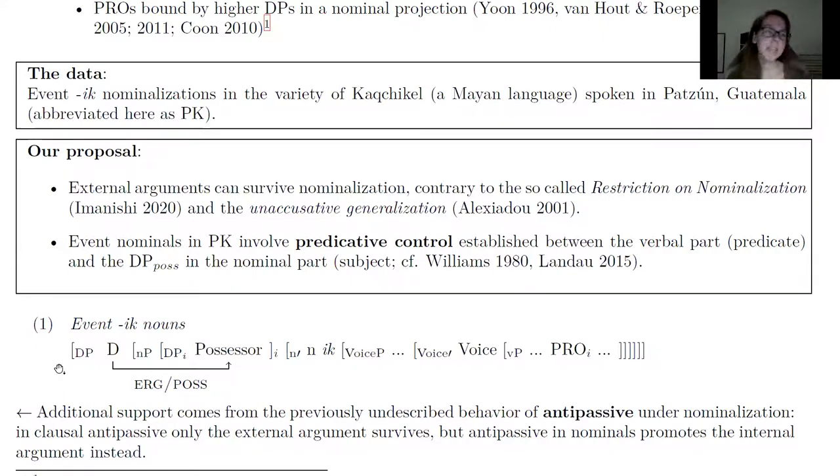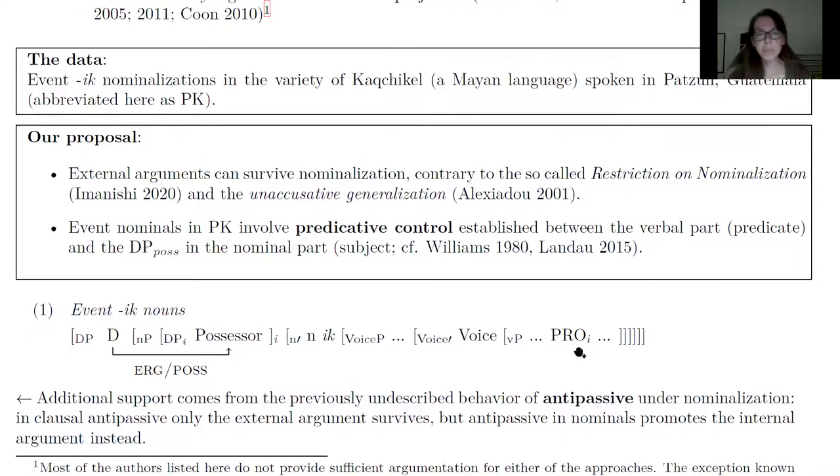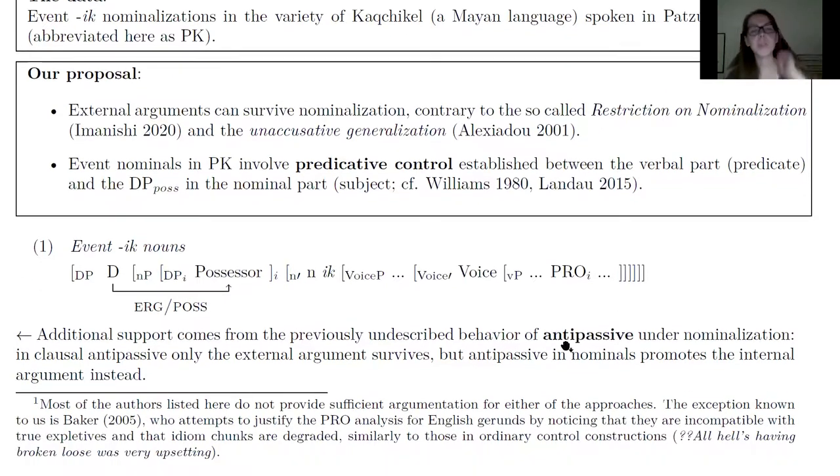You can see it schematized here in one. We have this verbal core up to voice P, and then we have a possessor merged externally in one of the nominal projections. This possessor controls via predicative control big pro in the argument position. Unfortunately, I believe I won't have enough time to go through this very nice piece of additional support related to the behavior of antipassive, but it's in the handout, so you are very welcome to ask me questions about it later.